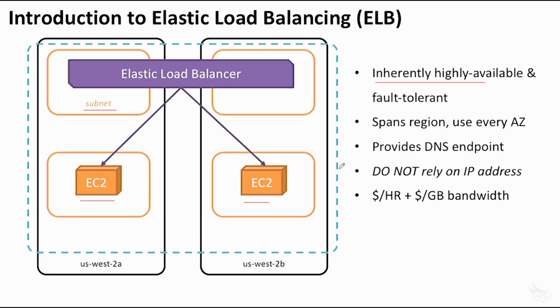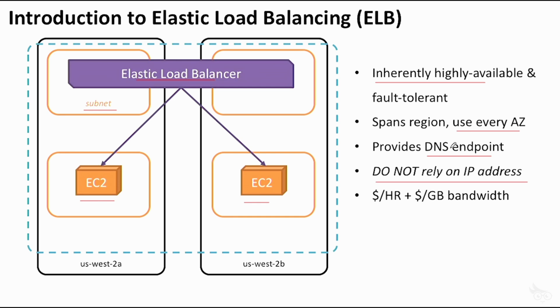So it's a good idea when we create an elastic load balancer and we create an application on EC2 that we use every AZ within that region. When we create an elastic load balancer, the way that we connect to that is by way of a DNS endpoint. Now, some of the magic behind the scenes that we'll talk about later means that we can't rely on the IP address of that DNS endpoint because they change. They are subject to change at any time.